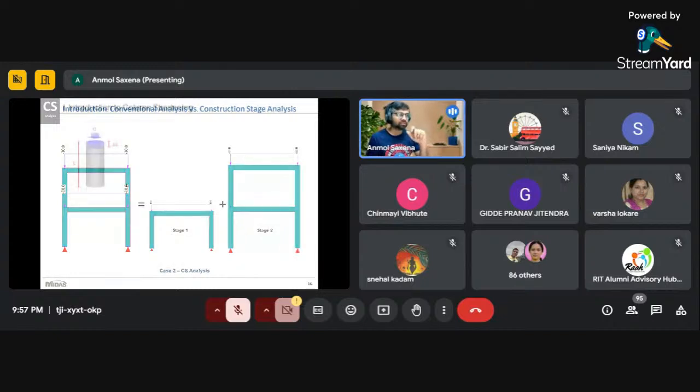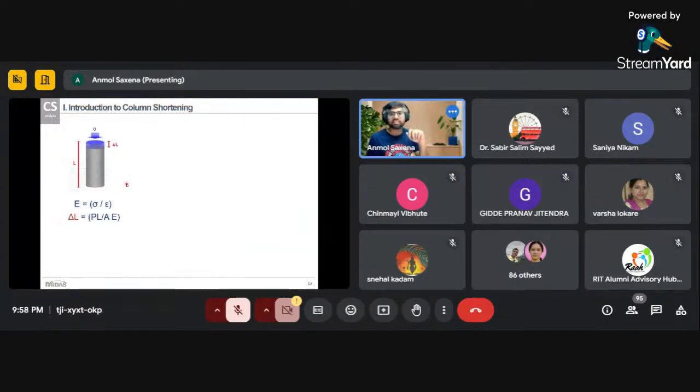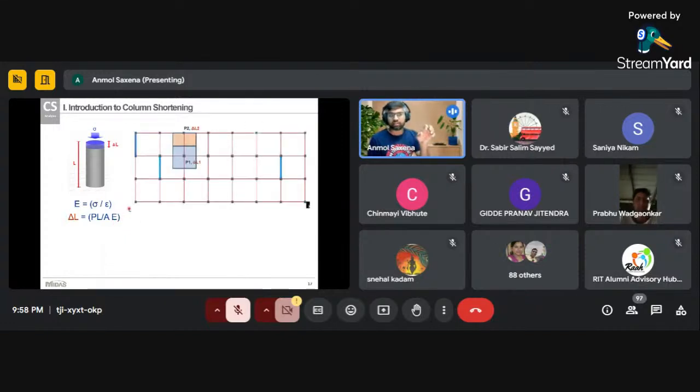Okay. So after that, we now understand column shortening. We know that if we apply a load on any column, the shortening will be around PL by A. A similar thing happens in the columns of a building as well. Whenever you apply loads on the building, the elastic shortening will be PL by A. Right now I'm considering the elastic shortening only.